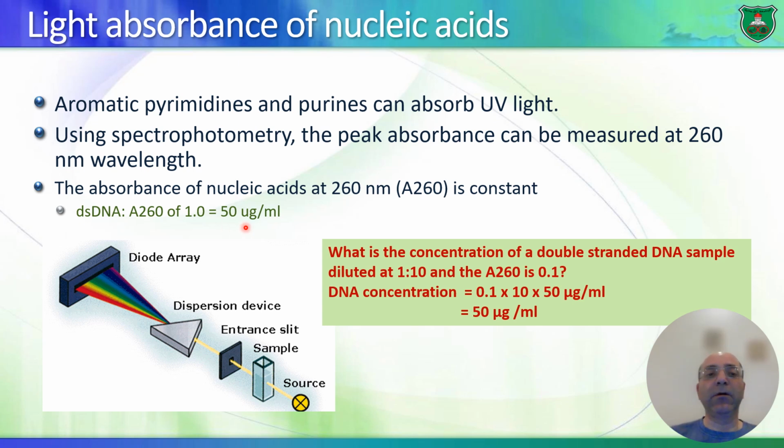What do you think the amount of light that would be absorbed? It's half a unit. Of course, half the concentration of DNA would absorb half a unit of light. Okay, now think about this. What if the amount of light that is absorbed is 0.1? That is 1/10. What would the concentration of the DNA sample be? Think about it.